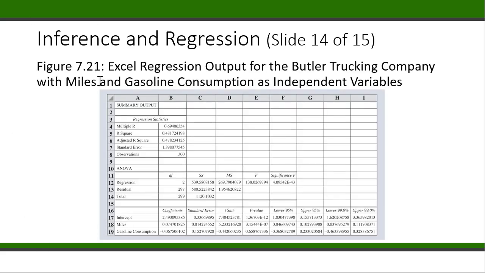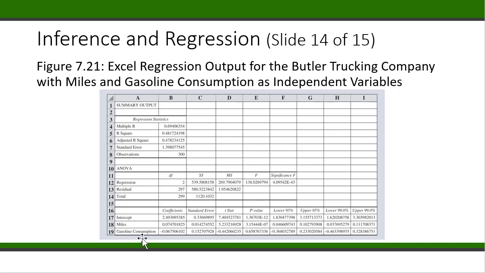So here we have the regression analysis using those two variables, miles and gasoline consumption. That's out of your book. And we look at miles, the coefficient here, and we look at our p-value. Our p-value is a very, very small number. It's less than our alpha of 0.05. We would conclude that travel time is related to miles traveled. So we reject the null hypothesis.